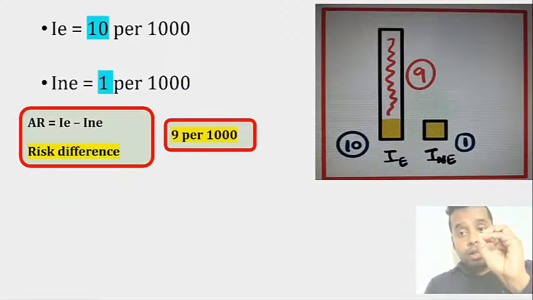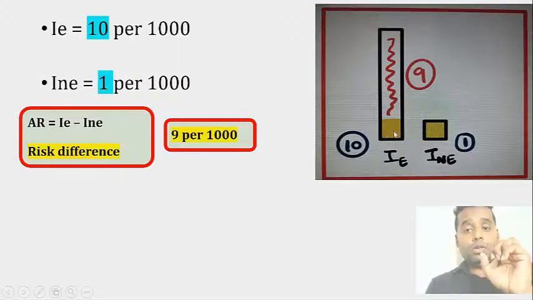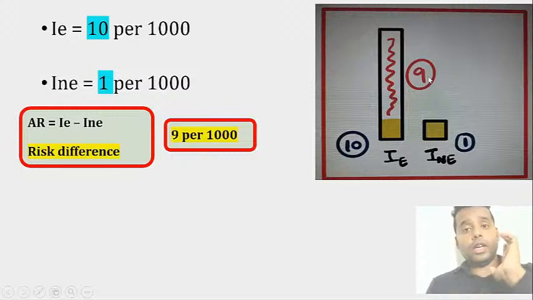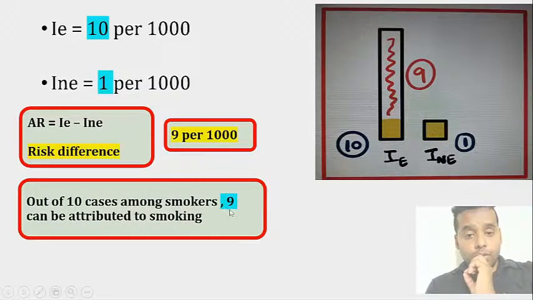That factor can play that amount of role this side also. Yes, I can't say no, because that factor is playing a role in non-smokers. That amount of risk can happen this side also. So we have to nullify that risk. That is what we are subtracting. 10 minus 1. The remaining 9. Then you are confident. Remaining 9 cases are attributed to smoking. Out of 10 cases among smokers, 9 cases are attributed to smoking.